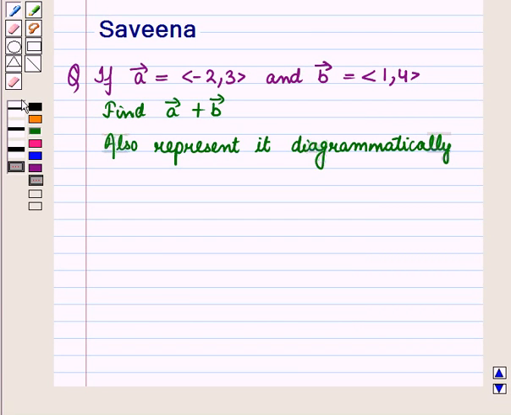In this session, we'll discuss a question which says that if vector A is equal to ordered pair minus 2, 3 and vector B is equal to ordered pair 1, 4, then find vector A plus vector B, also represent it diagrammatically. Now, before starting the solution of this question, we should know some results.